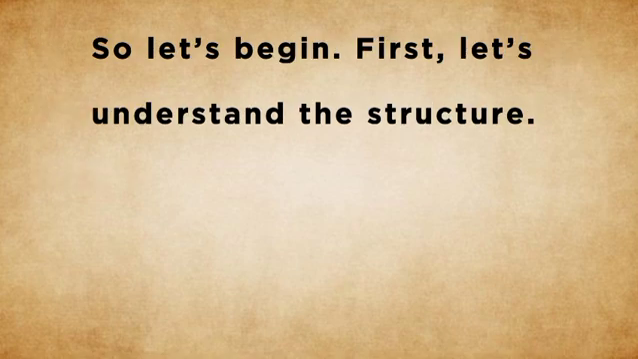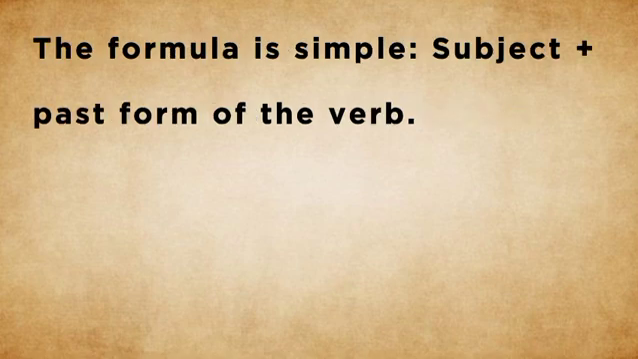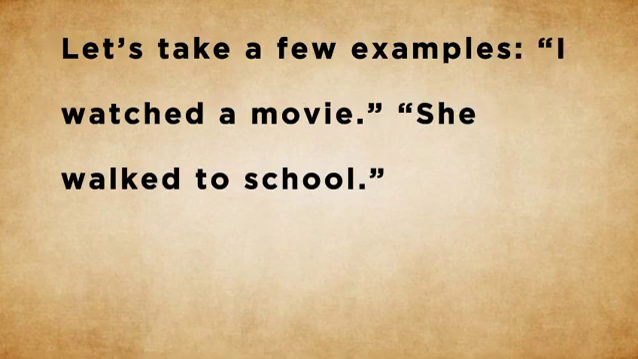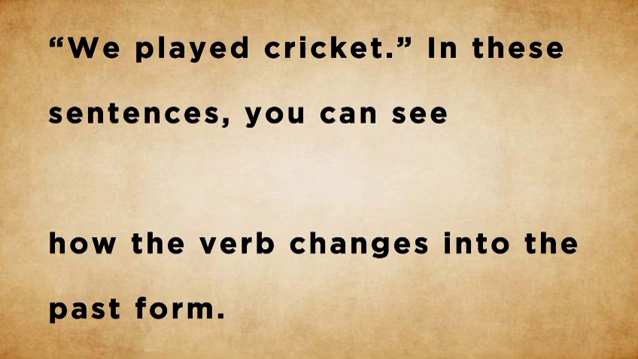So let's begin. First, let's understand the structure. The formula is simple: subject plus past form of the verb. Let's take a few examples. I watched a movie. She walked to school. We played cricket. In these sentences, you can see how the verb changes into the past form.